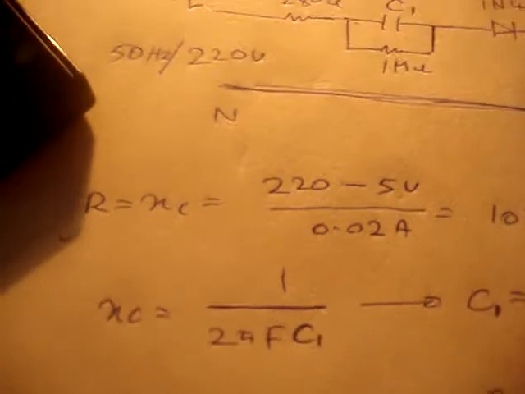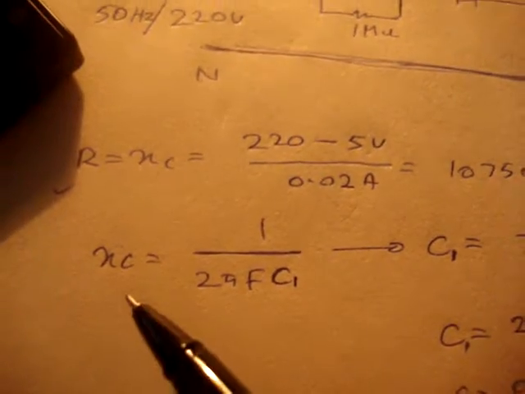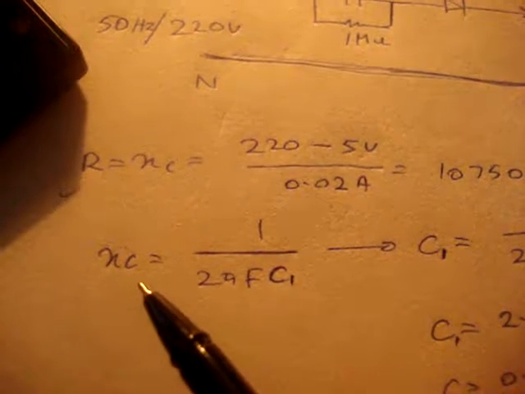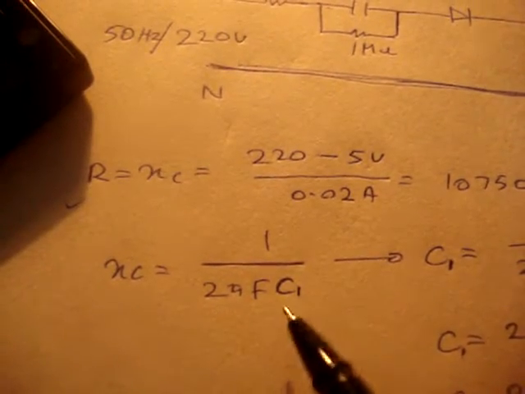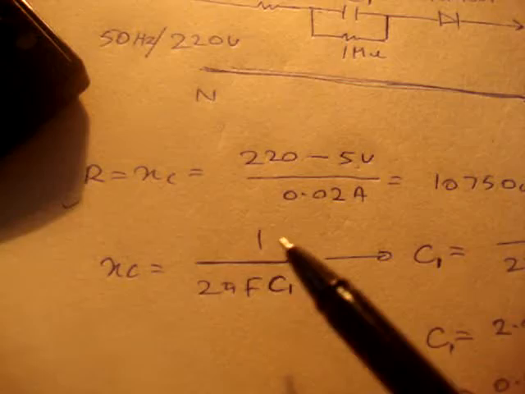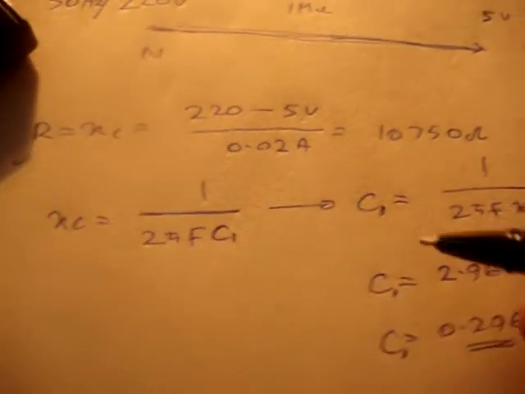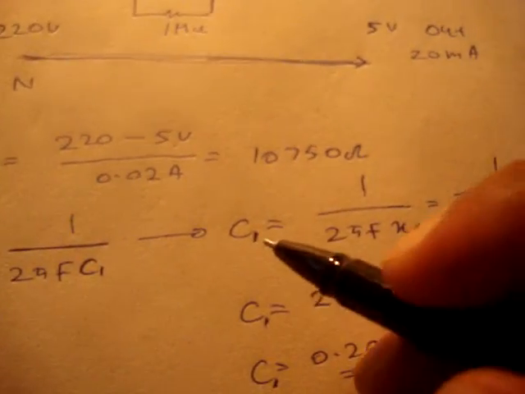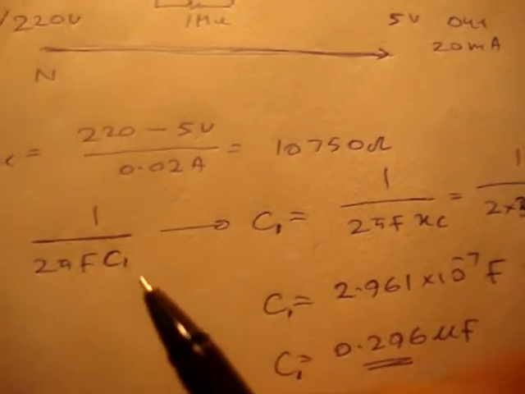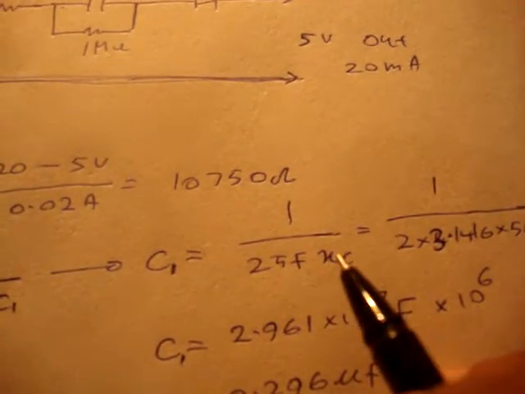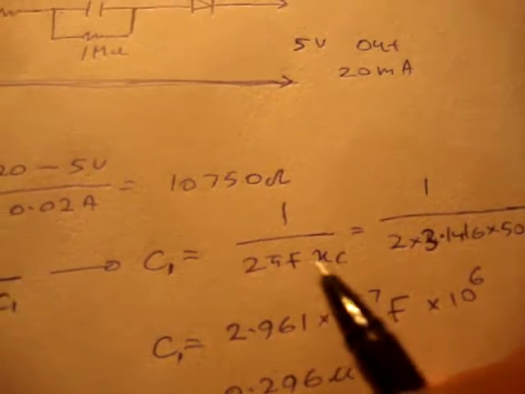Now, second step, we can add that capacitive reactance for this famous equation: Xc equal to 1 over 2πfC. C is this C1 I have taken to here, and we take out C1 from this equation and rearrange the equation as follows: C1 equals 1 over 2πf Xc.